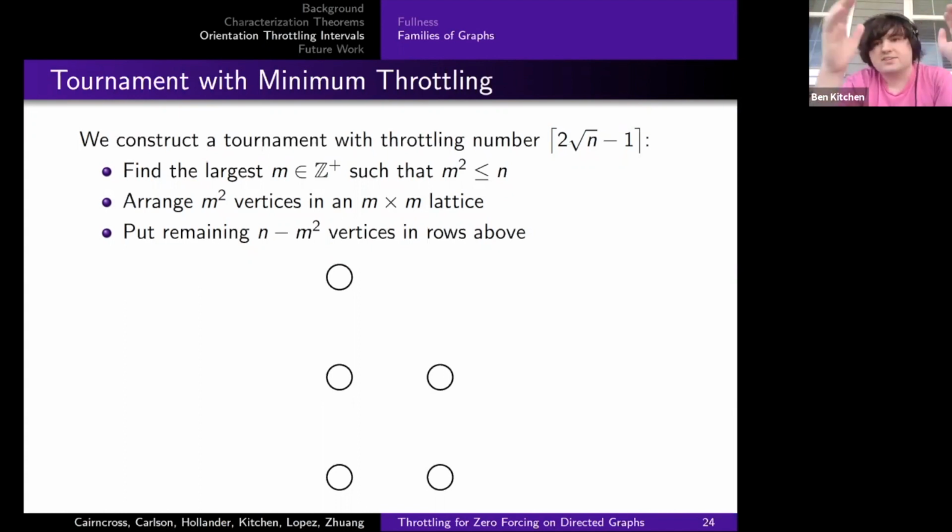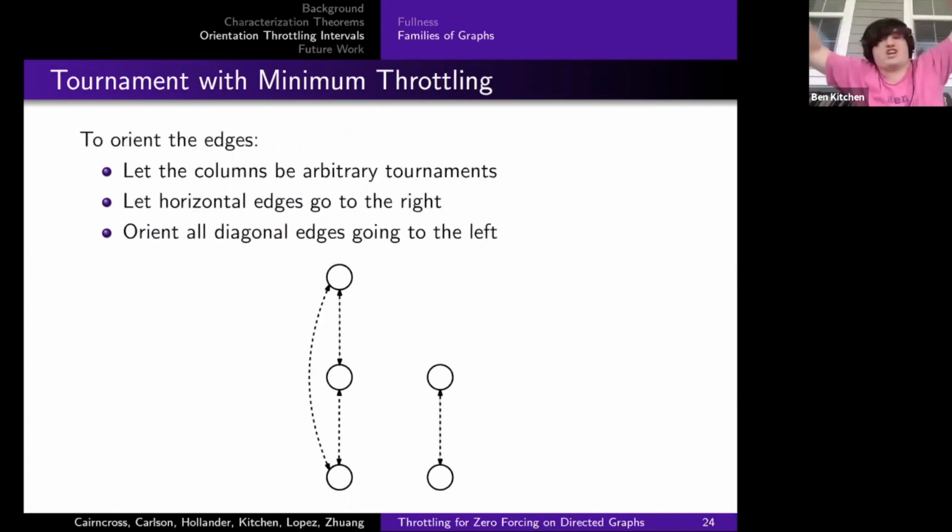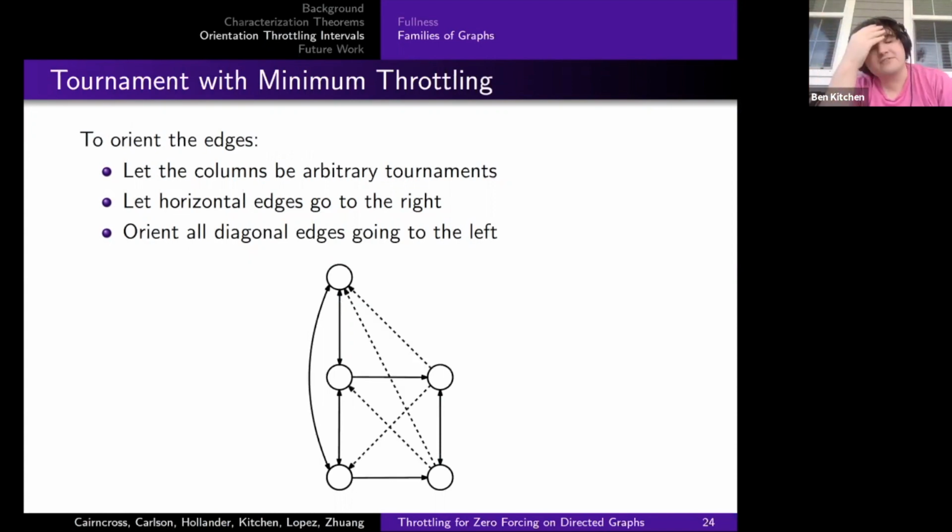Now, orient this so it achieves the lower bound. The columns, it genuinely doesn't matter. We don't care. Do whatever you want. The horizontal arcs have to go from left to right. All other arcs, which are the diagonal dashed ones depicted here in this example, go from right to left. Now, if we fill the leftmost column, this will propagate in 1 time step for this particular value of n.